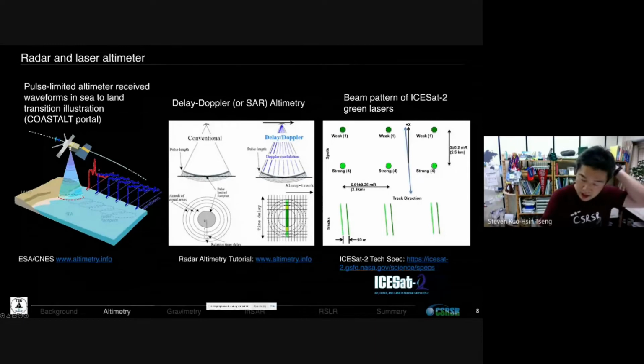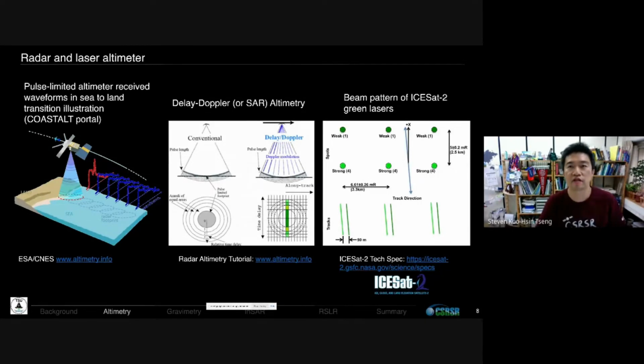That's why in the satellite altimetry community, we have a study group called waveform retracking. We try to decipher this waveform, how to identify where the mean sea level is in the so-called waveform. It's a very important study. So that's the advantage and disadvantage of the pulse-limited altimeter.